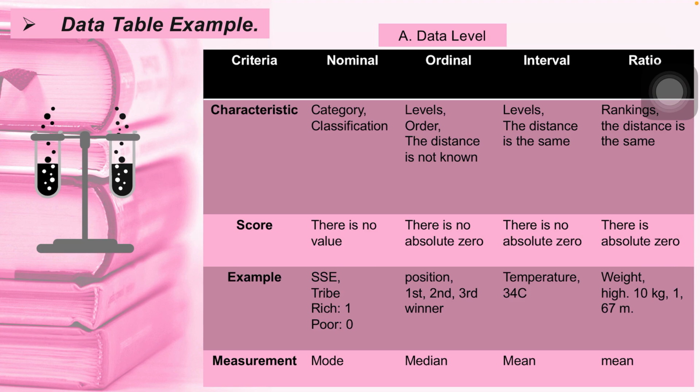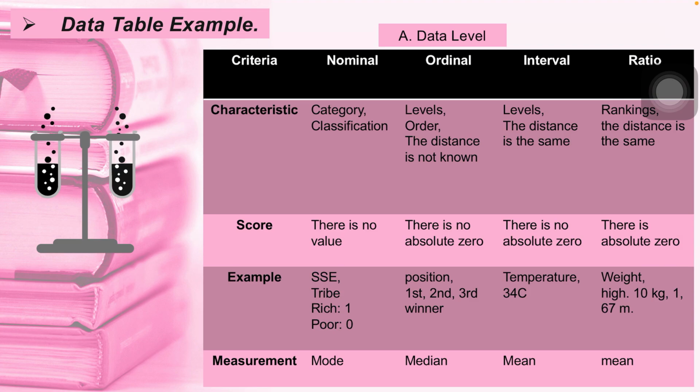The next slide is about the data table example. From all the examples that I have just told you, I summarized them into criteria, to make it clear: characteristics, score, example, and measurement. There are four variables that I have just told you. The first is nominal. The characteristic is category. By using category and classification, the score is there is no value. The example is tribe, or suku in bahasa, rich is 1, poor is 0. And the measurement is using mode.